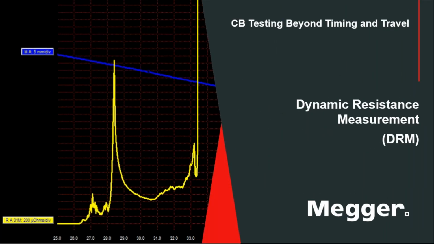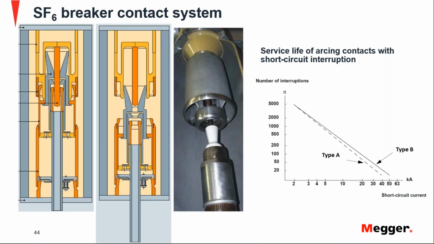The next one is called dynamic resistance measurement. This is something else that you can do with breakers, and this one is more oriented to SF6 breakers. SF6 breakers, the contact system, the contact where current passes through when the breaker closes, the moving and fixed contact, is composed of actually two elements. The main contact, the one that is going to carry the main current, or the current that passes through the breaker, but that contact is in parallel with another contact that is called the arcing contact.